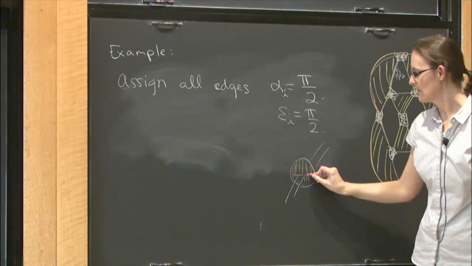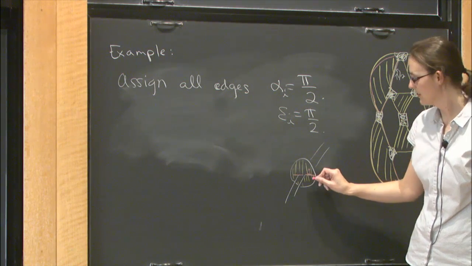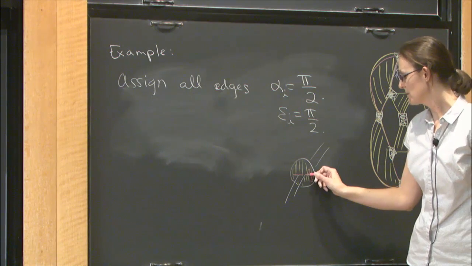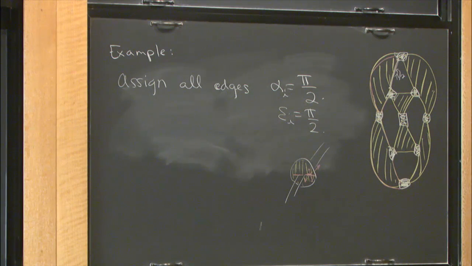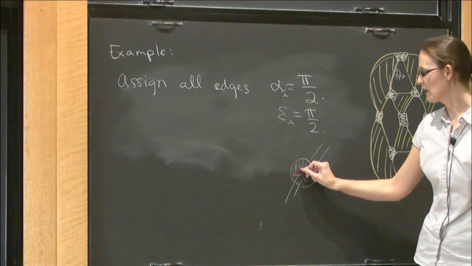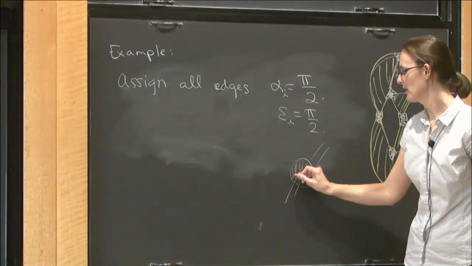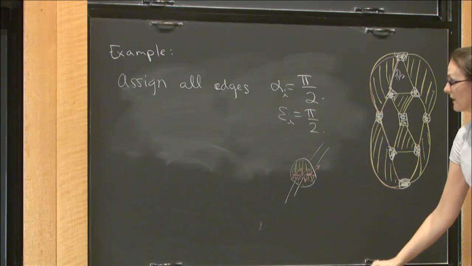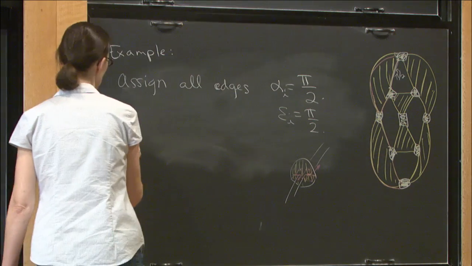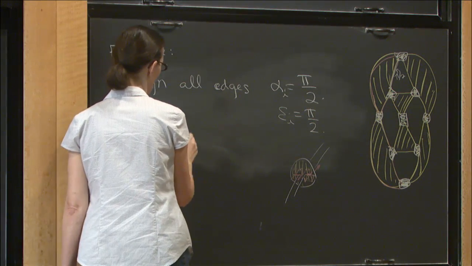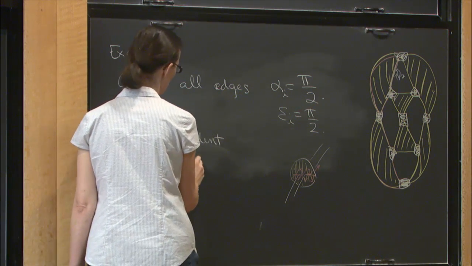Each of these edges is 4-valent. It meets a yellow face above, a yellow face below, and it meets a white face in this direction and a white face in this direction. This one is the same thing: above, below, white face, white face. Every one of my edges is 4-valent, and so that means that the first condition holds automatically. So all edges 4-valent implies that item 1 holds.